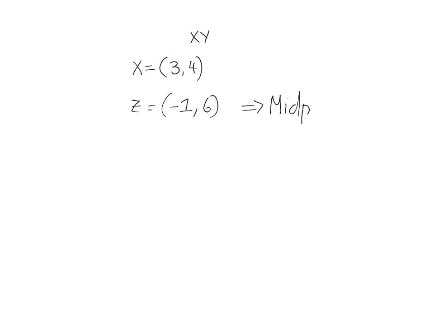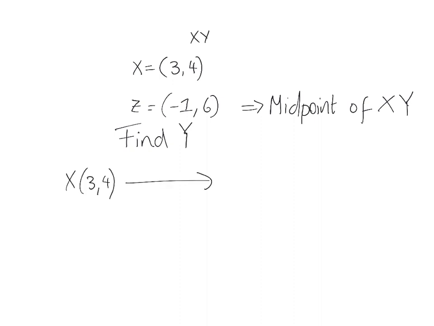For example, say we had the line segment XY. Now, we know that X is equal to (3, 4), and we know that Z is equal to (-1, 6). And we're told that Z is the midpoint of XY, and we're asked to find Y. Well, we know that X is (3, 4), the midpoint is Z, which is (-1, 6), and Y is the other end, which we need to find.